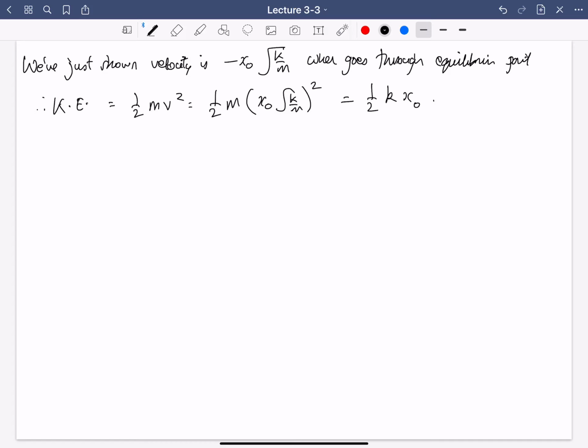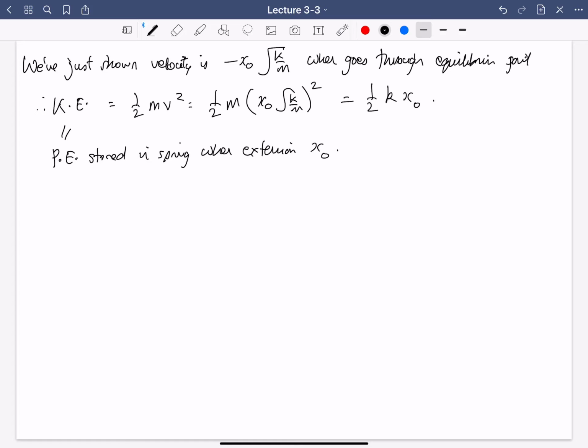So that must be the same as the potential energy stored in the spring when it's at extension x0, because all that potential energy at time 0 has been converted into kinetic energy. That was the maximum velocity as it goes through the equilibrium point. So I've used the kinetic energy formula to derive the potential energy stored in the spring.